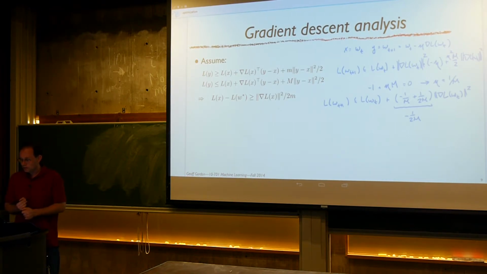So what have we done now? We've said that we make at least a little bit of progress at each iteration, and the amount of progress we make depends on the squared norm of the gradient. If we have a bigger gradient, we make more progress on each iteration. Everybody's okay with that so far?